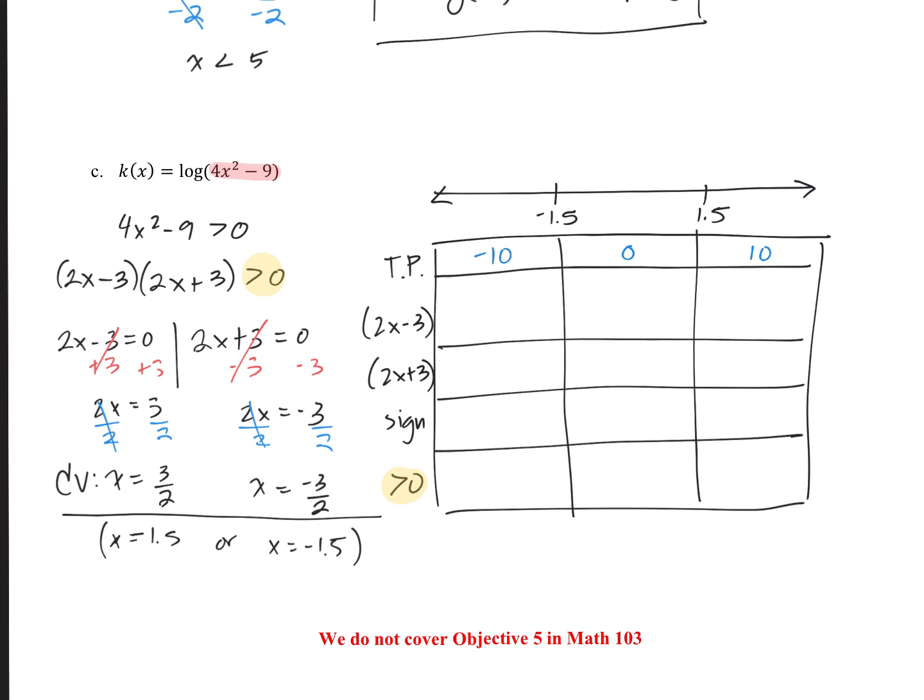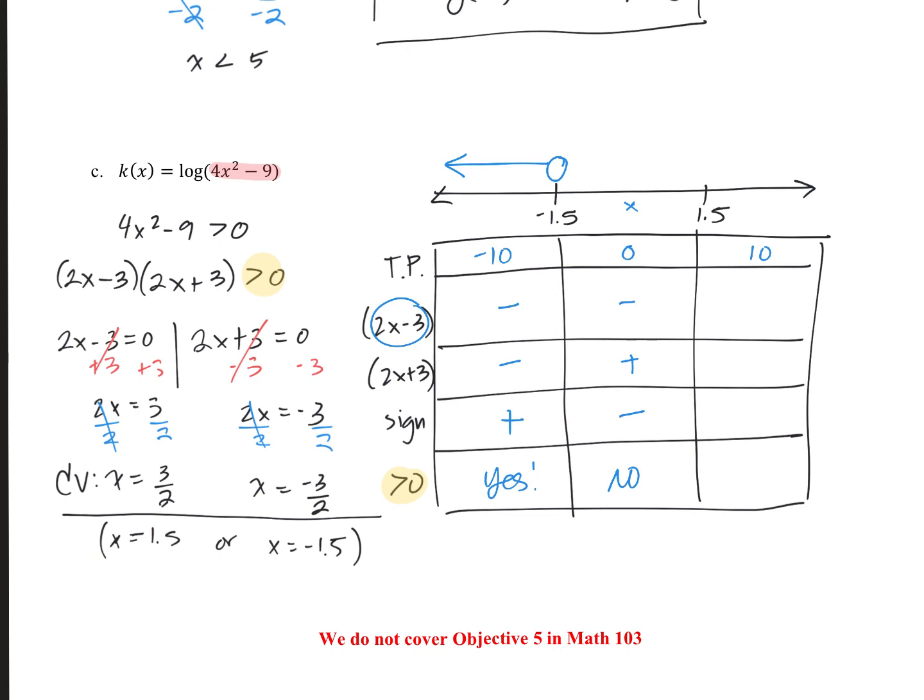Plugging that in. So that's going to be plugging negative 10 into the 2x minus 3. We'll get a negative, and then plugging it into the next one, we'll also get a negative. So negative times negative will be positive. And yes, that is greater than 0. So we'll go ahead and include that section in our answer. Now for the next section. Plugging in 0 to the 2x minus 3, we'll get a negative. And then plugging it into the 2x plus 3, we'll get a positive. But when we multiply the negative by the positive, we'll get a negative, which is not greater than 0, so we do not include that section in our answer.